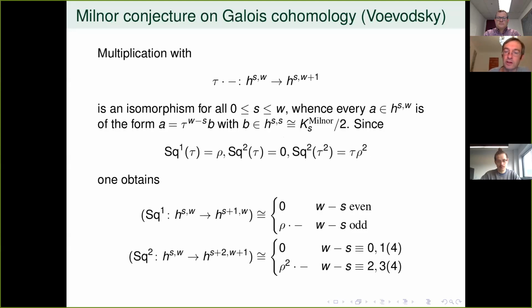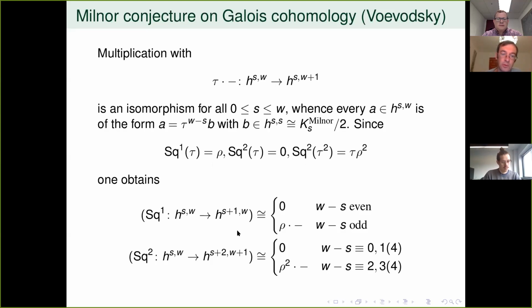And this also tells us how to compute Steenrod operations, mod 2 Steenrod operations. I only need square 1 and square 2. So square one of tau is rho. This follows from the Bockstein sequence. And for degree reasons, square two of tau has to be zero, and the Cartan formula then computes what square two of tau squared is. That's tau rho squared.